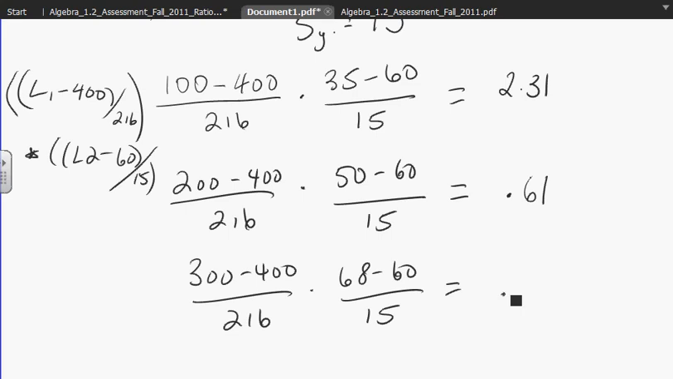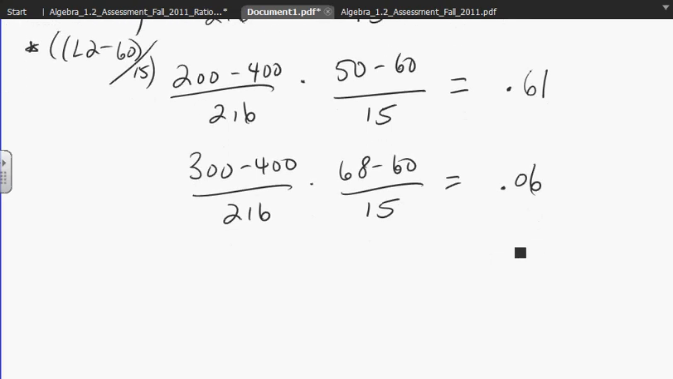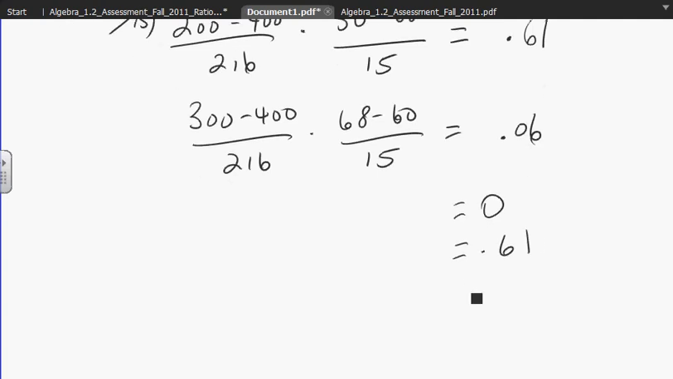So I get 0.06 for the next one. I get 0 for the one after that. I get 0.617, which you guys were calling 0.61. I don't know about the way you guys round. 0.93, I'm going to round that one up, and 0.46. Okay.